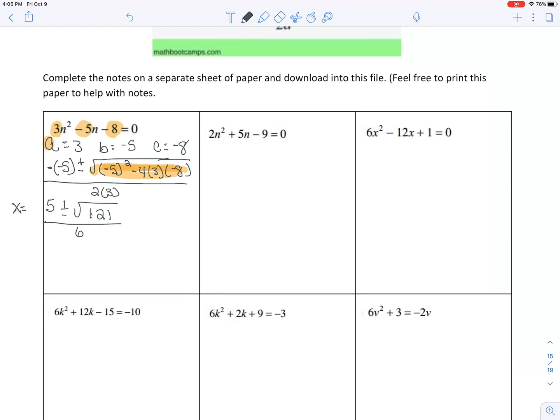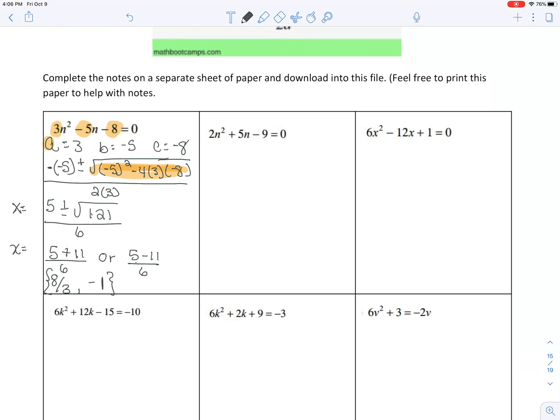So you may recall when we did the difference of two squares that 121 is a perfect square. So the square root of 121 is 11. So we get x is equal to 5 plus 11 over 6, or 5 minus 11 over 6. So remember, you want to add these together first. So 5 and 11 is 16. So you get 16 divided by 6, which is 8/3. 5 minus 11 is negative 6, so that'll be negative 6 over 6, which is negative 1.